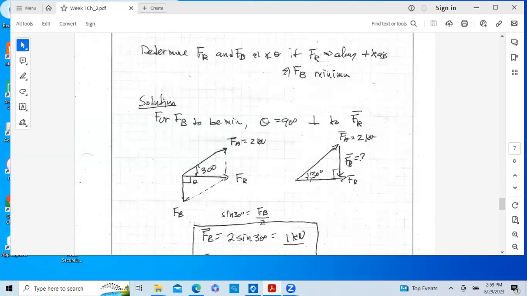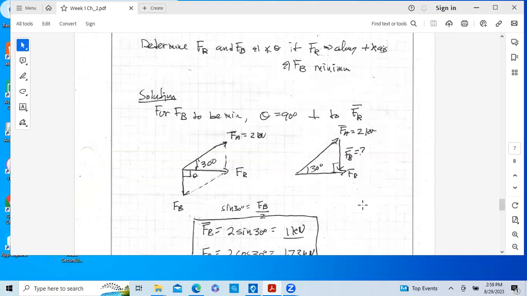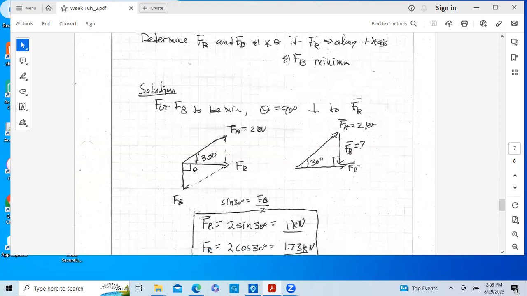So sine of 30 degrees is equal to opposite, F sub B, over hypotenuse. Hypotenuse is 2. So F sub B is equal to 2 sine of 30 degrees kilonewtons. F sub B is 1 kilonewton. And then F sub r would just be 2 cosine of 30 degrees. 1.73 kilonewtons of F sub r.